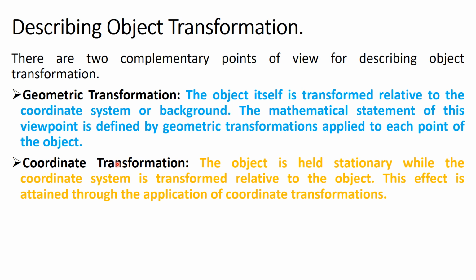Coordinate transformation: the object is held stationary while the coordinate system itself is transformed relative to the object. This effect is attained through the application of coordinate transformations. In this lecture, we are studying geometric transformation, and in the next lecture, inshallah, we are going to study coordinate transformation.